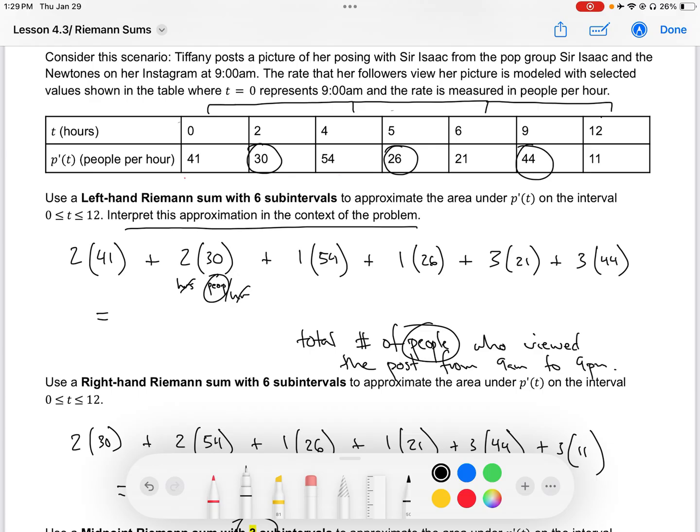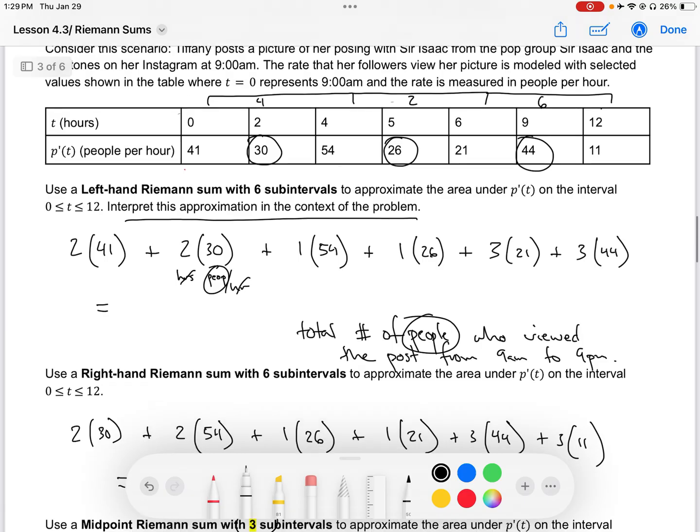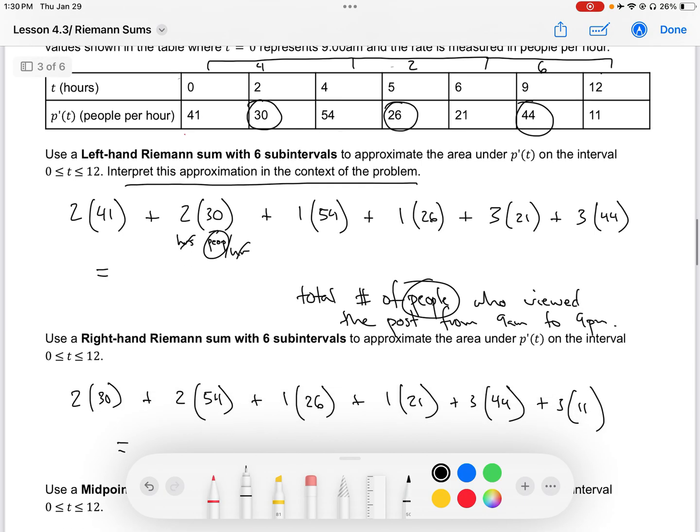We need to be careful about what our widths are, right? From 0 to 4 has a width of 4. From 4 to 6 has a width of 2. And from 6 to 12 has a width of 6. So these are the number of hours, or the widths of those rectangles, and we're going to multiply by the different heights using the midpoint.